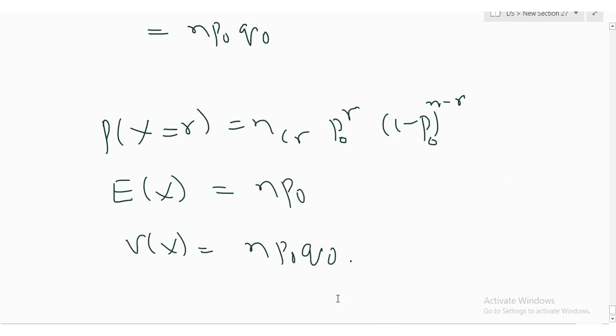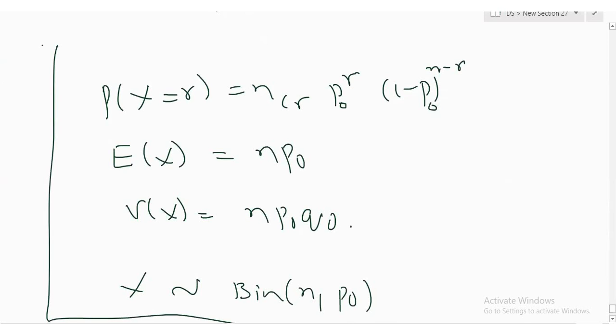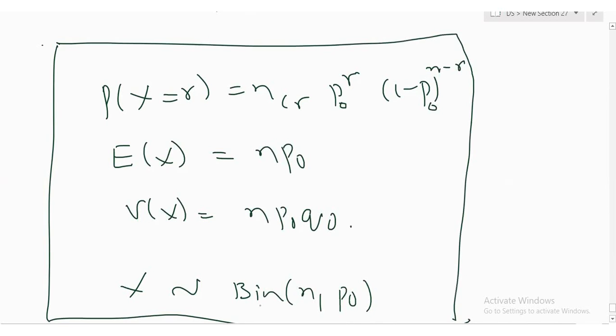If I want to calculate the E of X and all, what are the things I need to know? N and P naught. That's the reason X follows binomial. It is having 2 parameters. That's all. You guys understood this? How many parameters does it have? 2 parameters, N and P. This is an interview question. People may ask, tell me how many parameters are there for binomial. 2. What are those? N comma P naught. For Bernoulli, only 1, that is P naught. If you know the P naught, I can calculate the Q naught anyway.